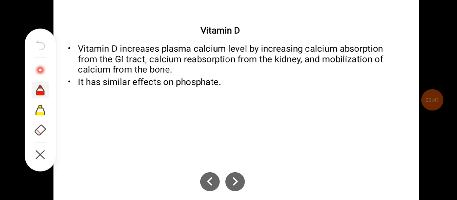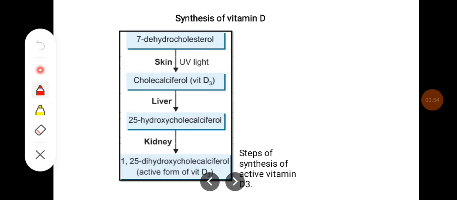Vitamin D increases plasma calcium level by increasing calcium absorption from GI tract, calcium reabsorption from the kidney, and mobilization of the calcium from the bone. It has similar effects on phosphate. So these are the steps of synthesis of vitamin D. 7-dehydrocholesterol gets converted into cholecalciferol under the influence of UV light. Then it gets converted into 25-hydroxycholecalciferol. In kidney, it gets converted into 1,25-dihydroxycholecalciferol, which is an active form of vitamin D3.